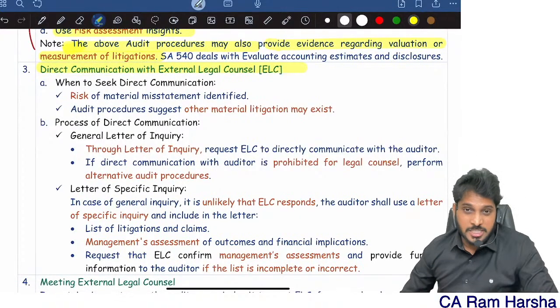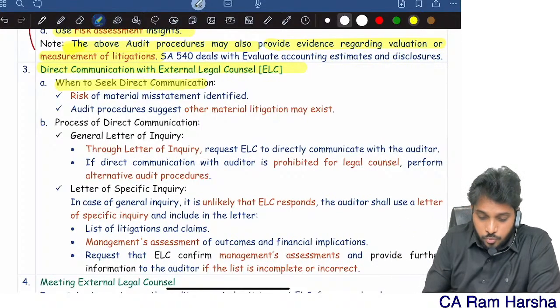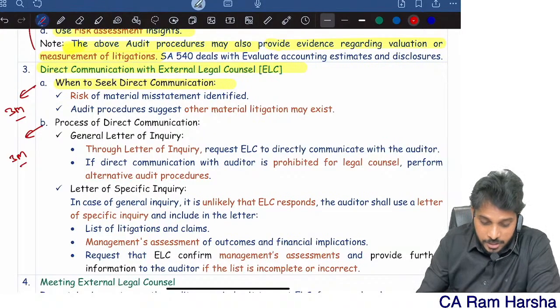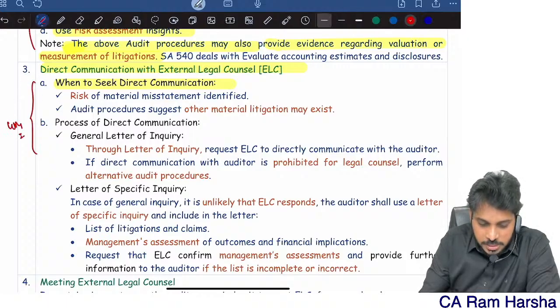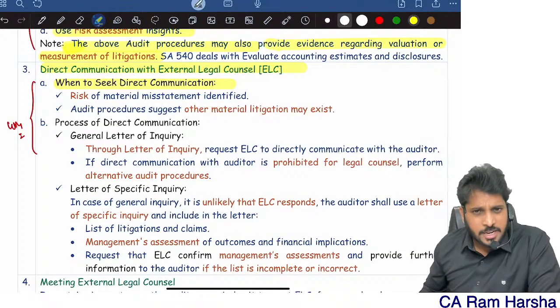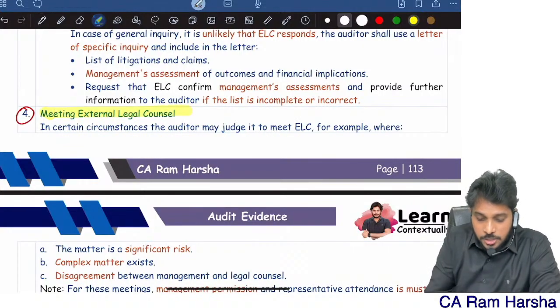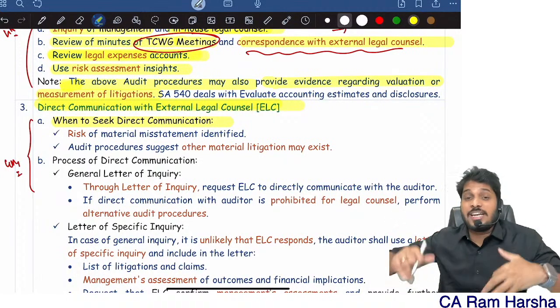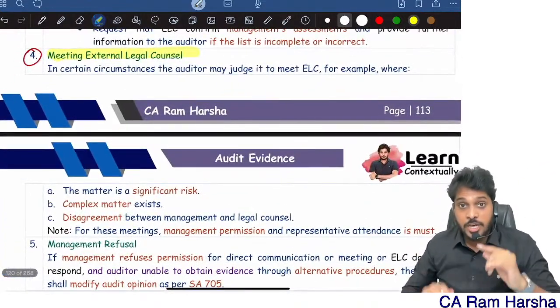Sometimes direct communication with the external legal counsel is important. So when to seek direct communication? Actually, this was asked as a 3 marks question. And the procedure for direct communication, like when to seek direct communication and what the process is, these two put together might be asked as a 4 marks question. Be careful. This is one item. There is another context: when meeting external counsel. One point is direct communication with them, where we don't meet but send a direct communication, like an external confirmation under 505. When to do that? There are some cases where you want to meet them.